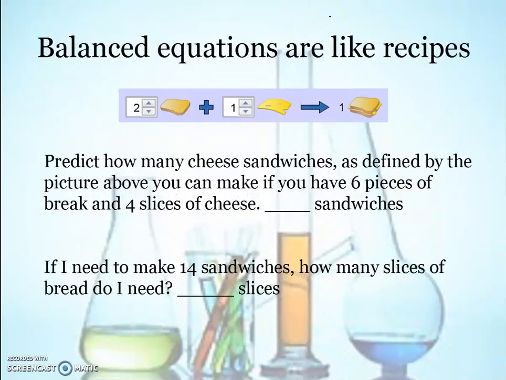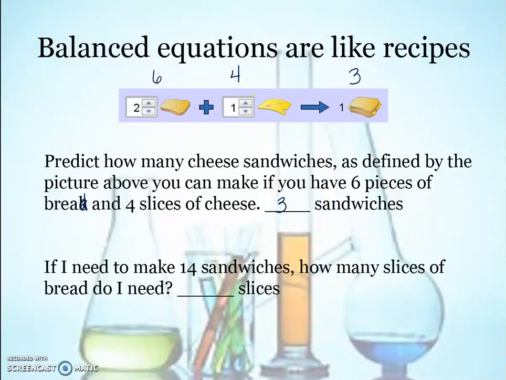All right, so how do we put this into practice? It says that balanced equations are like recipes. Predict how many cheese sandwiches, as defined by the picture above, you can make if you have 6 pieces of bread and 4 slices of cheese. If we went by the cheese, we could make 4 sandwiches, but they wouldn't be complete sandwiches. We could only make 3 complete sandwiches, because we would have 2 pieces of bread and 1 slice of cheese, and then we would have 3 slices of cheese left over.